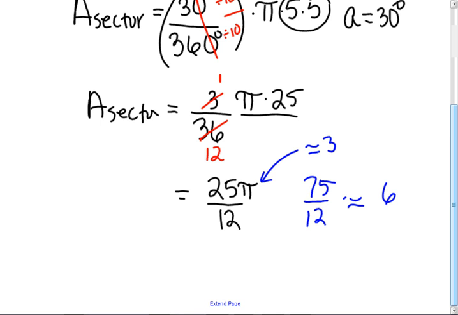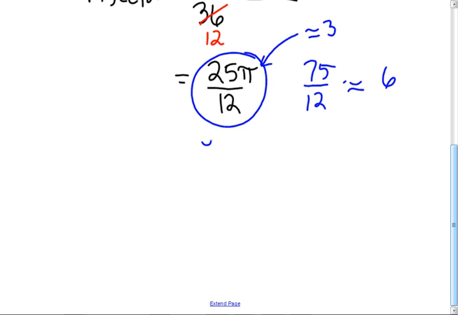Zach, don't do that. What? I'm fine with this answer. Yes. Yes, that's an exact answer. This is an approximation. It'll tell you. If it doesn't say, give me the exact. If it's equals, it's exact. If it's the squiggly equals, it's approximation.